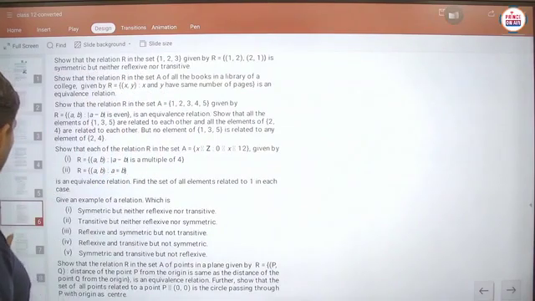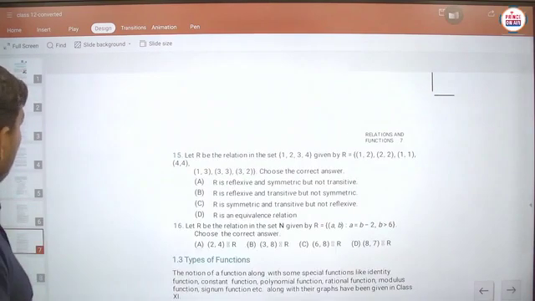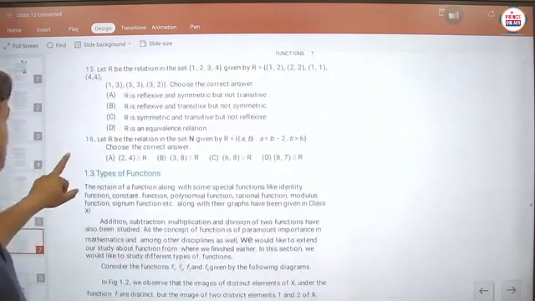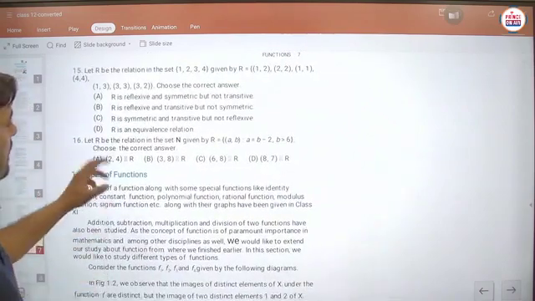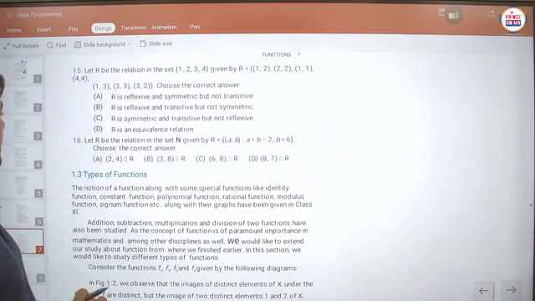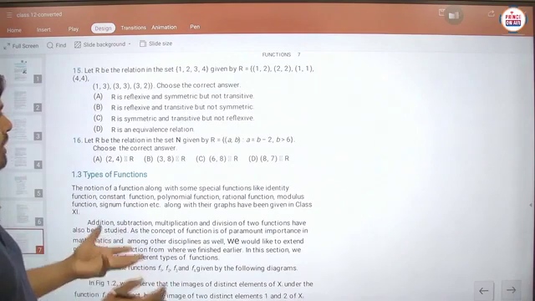After that we will move to the next part. Students, in this next part we are solving the remaining sums. Questions number 15 and 16 are very common questions.